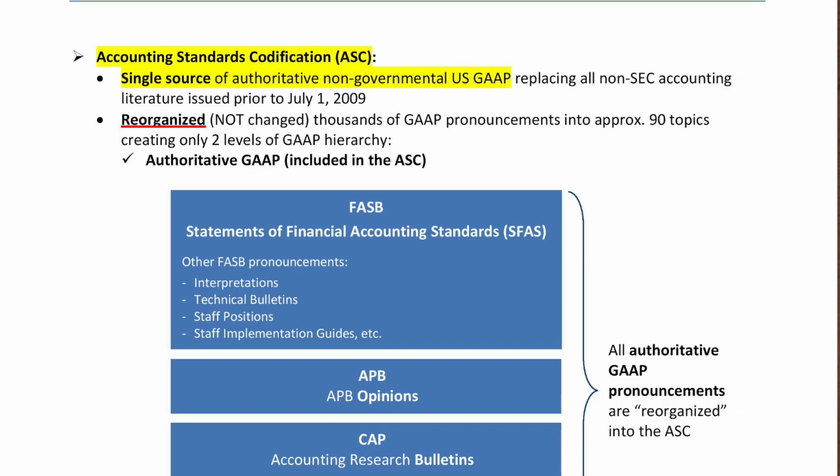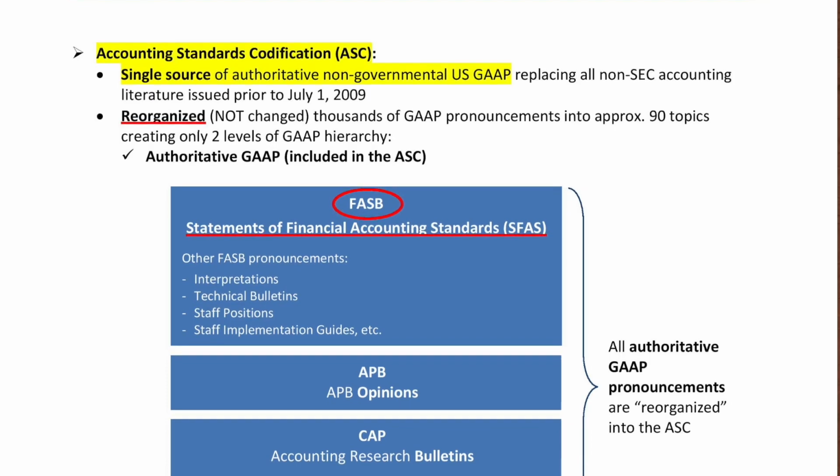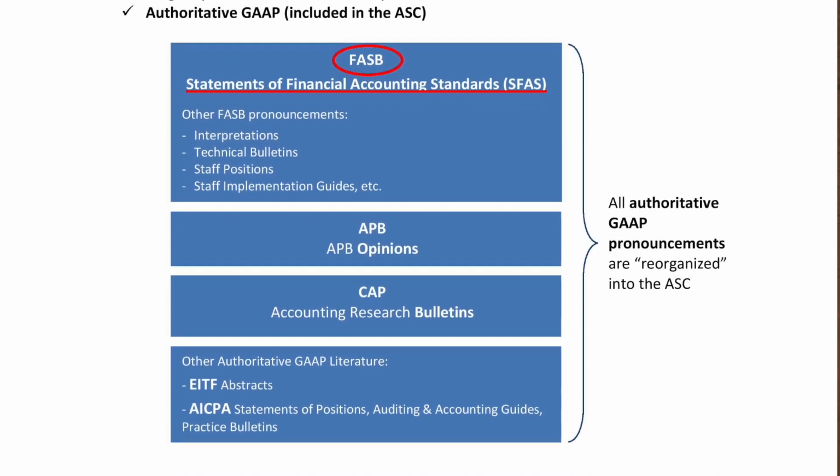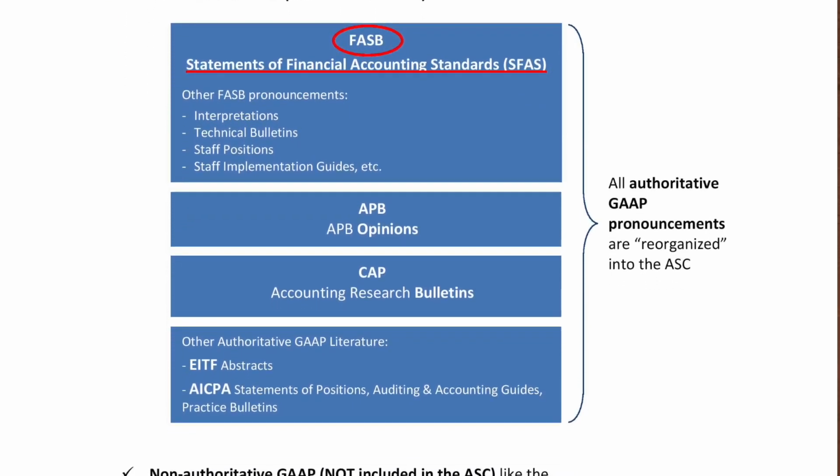Now for authoritative GAAP, circle FASB and underline Statements of Financial Accounting Standards. Alongside the FASB's Statements of Financial Accounting Standards, you have opinions, you have accounting research bulletins, you have other authoritative GAAP literature like EITF abstracts, AICPA statements of position, auditing and accounting guides, practice bulletins. All of that is highlighted. All authoritative GAAP pronouncements are reorganized into the ASC.